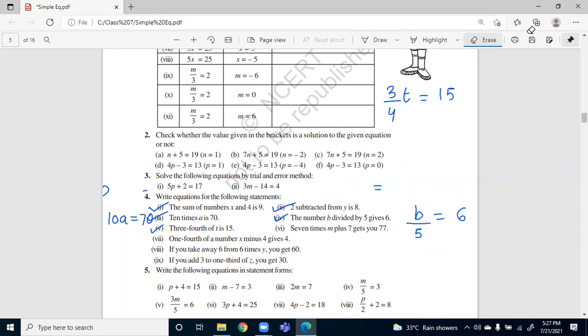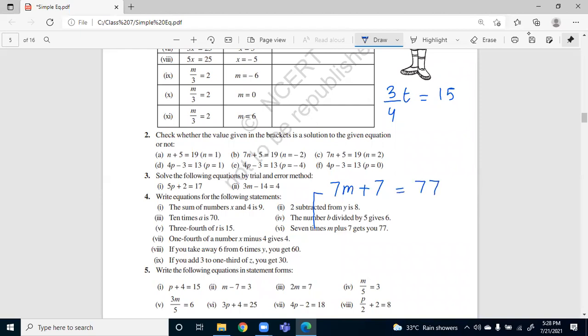Ma'am, can I tell the answer of the sixth one? Yes, Samraj. Ma'am, the answer of the sixth one is 7m plus 7 is equal to 77. Very good. 7 times m means 7 into m, that is 7m, plus sign 7, gets equal to 77.